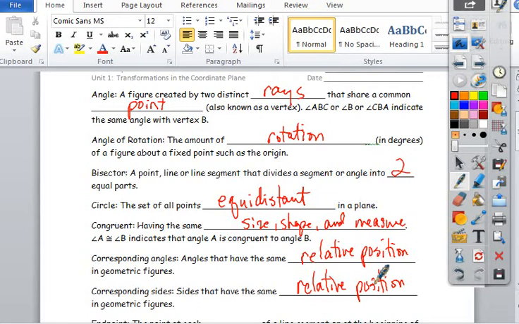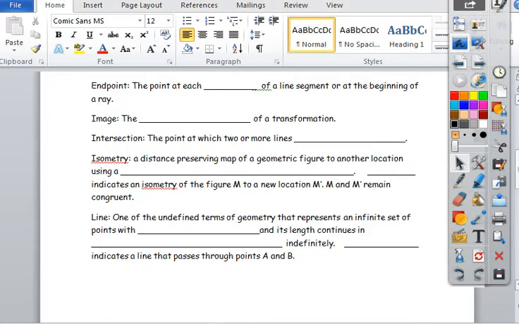All right, end point is the point at each end of a line segment. That should be self-explanatory. Or the beginning of a ray. Image. Do we remember image, pre-image, and all that stuff? It looks like a nut. Image is the result of a transformation, or the after, what happens after you do the transformation. Intersection, the point at which two lines intersect or cross, whichever way you want to say that.